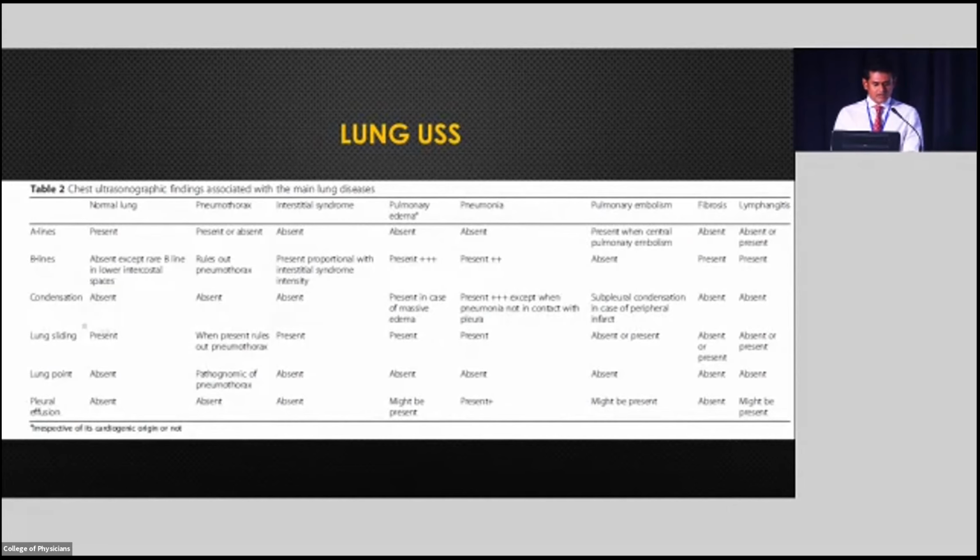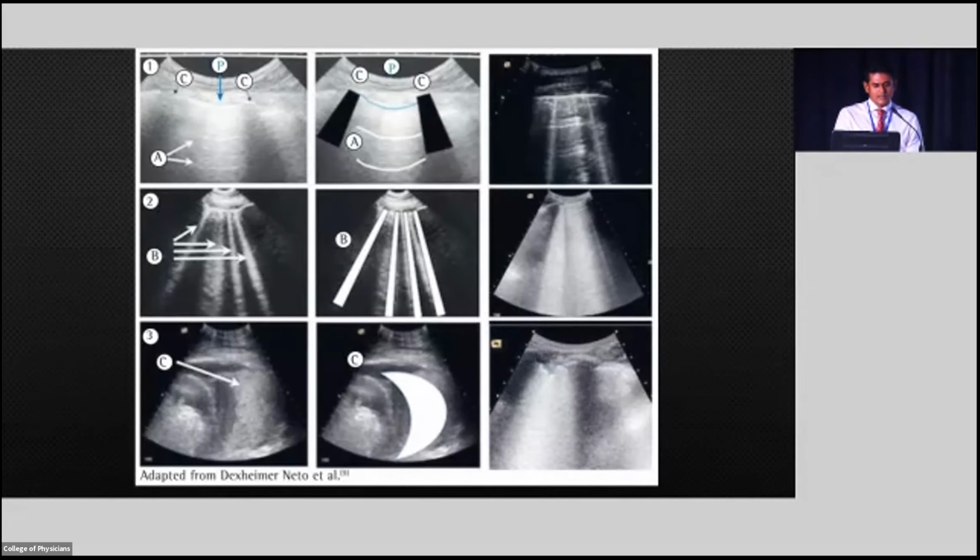sometimes you might see the consolidated lungs, pleural effusions, right? You see the lung sliding, pleural sliding. There are a lot of things that you can assess by using a lung ultrasound. So I'm not going to elaborate how to do them, the lung ultrasound. So these are some of the things that you might see.